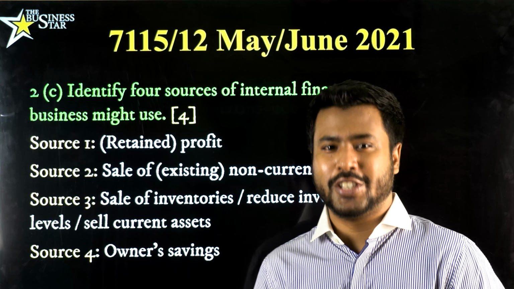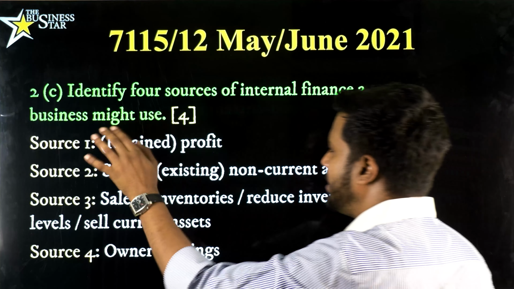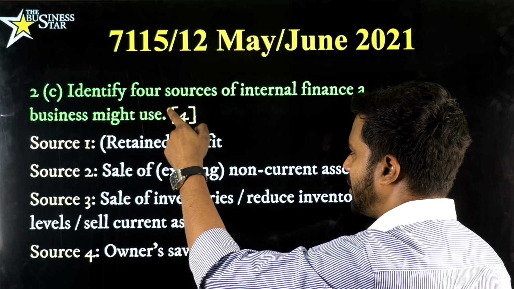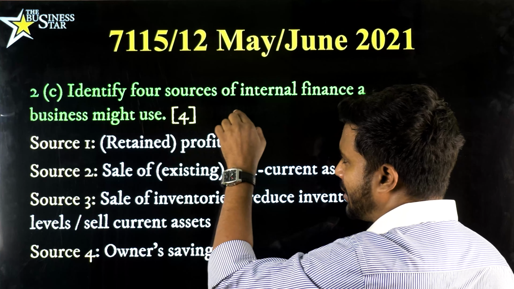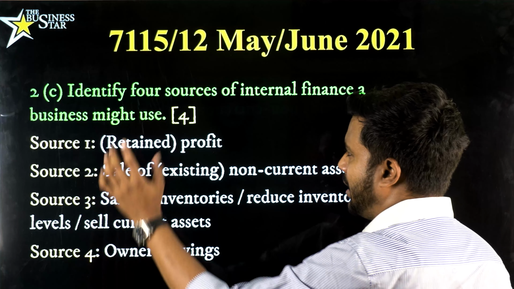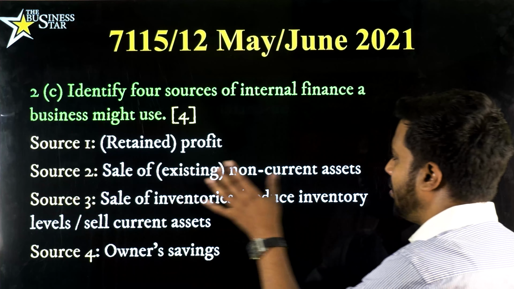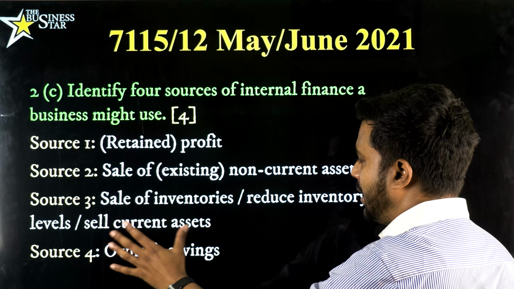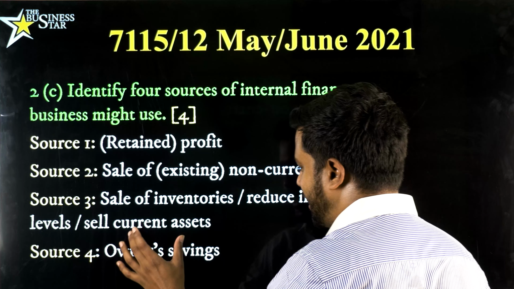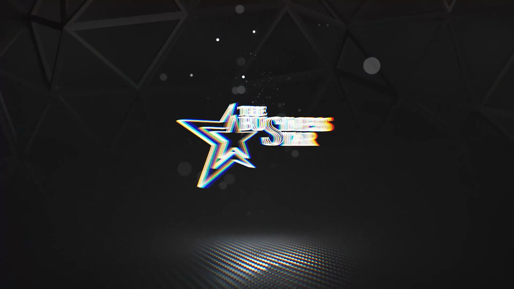Business stars, moving on to question number 2C, which is identify 4 sources of internal finance a business might use. This is a 4-mark question. So since it is already written, identify 4 sources, we have to write 4 sources. The first source of internal finance is retained profit. The second one is sale of non-current asset. The third source is sale of inventories or current asset. And the fourth source is owner savings. Okay, so question number 2C is done.